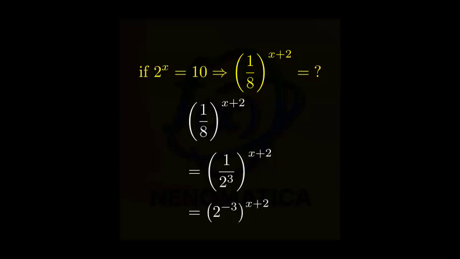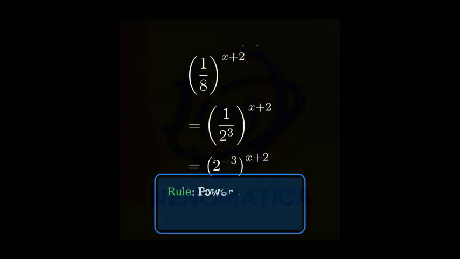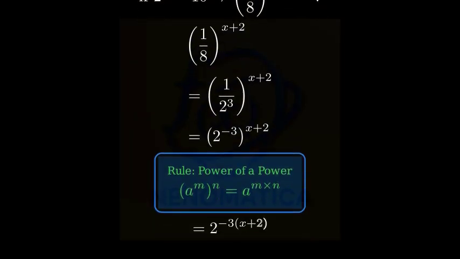First, we'll rewrite 1/8 in terms of powers of 2. 1/8 equals 1 over 8, and 8 equals 2 cubed, so 1/8 equals 1 over 2 cubed, which can be written as 2^(-3). Next, we'll use the power rule for exponents, which states that when we have a power raised to another power, we multiply the exponents. So (2^(-3))^(x+2) equals 2^(-3(x+2)).